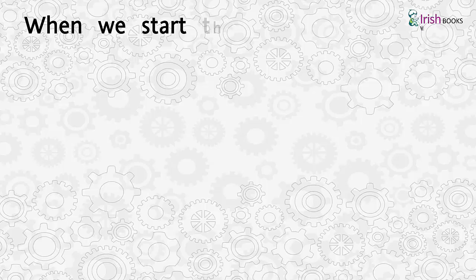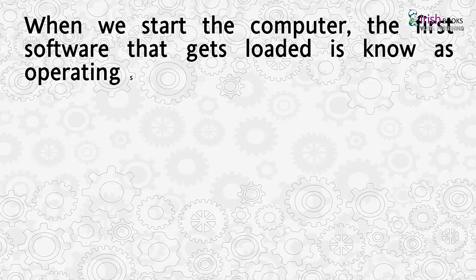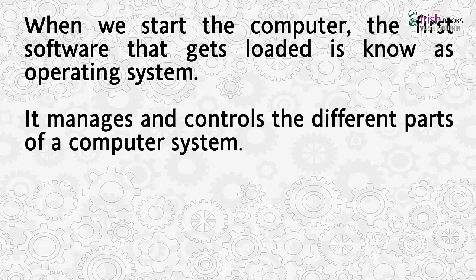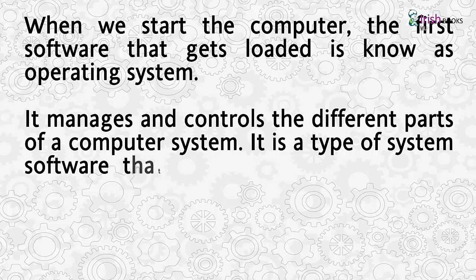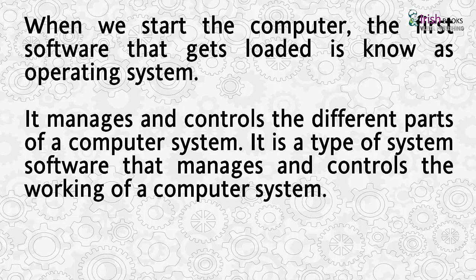When we start the computer, the first software that gets loaded is known as the operating system. It manages and controls the different parts of a computer system. It is a type of system software that manages and controls the working of a computer system.